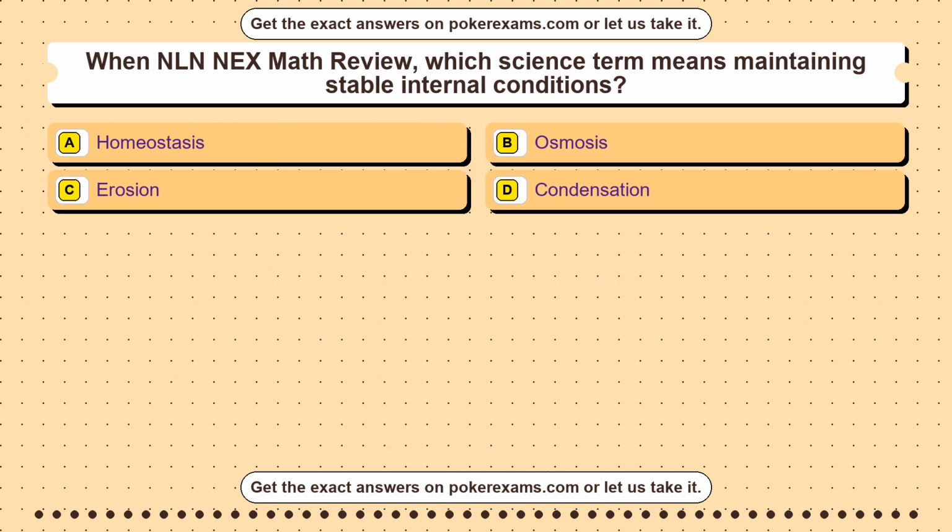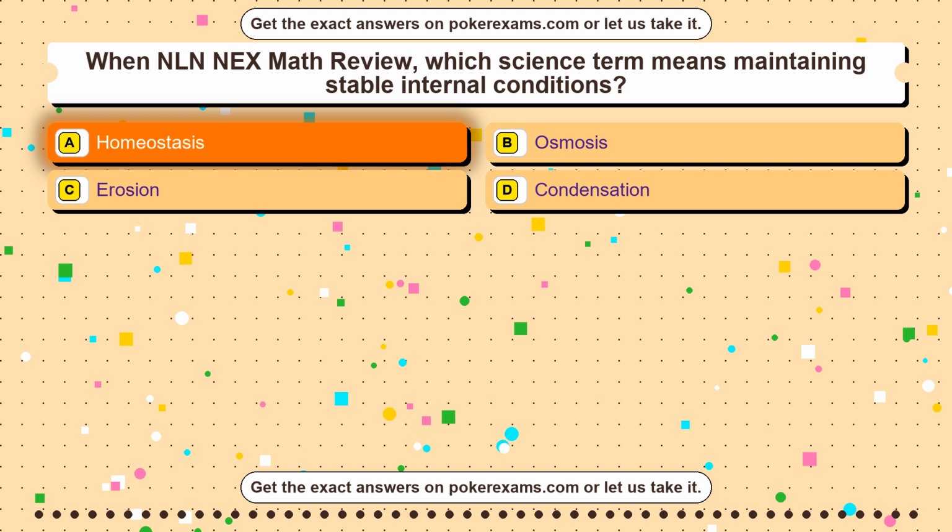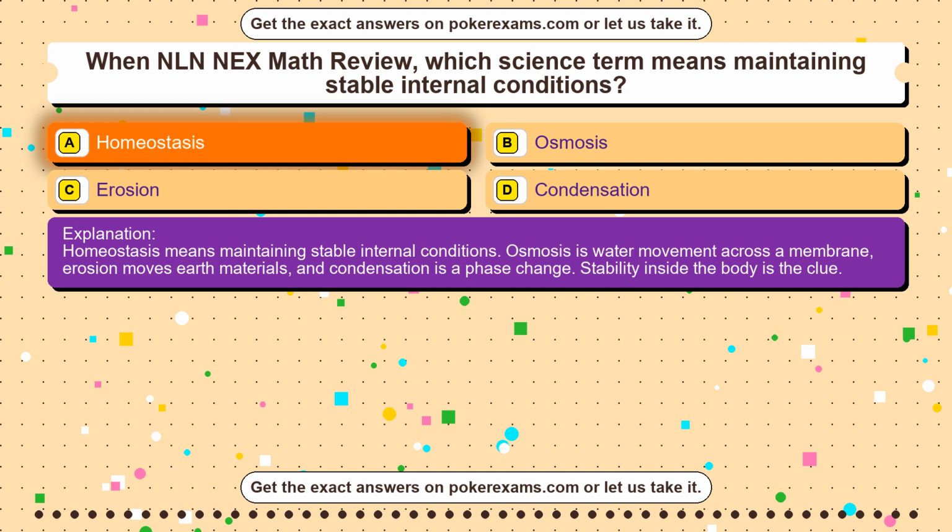Question 29. When NLN NEX Math review, which science term means maintaining stable internal conditions? Option A. Homeostasis. Option B. Osmosis. Option C. Erosion. Option D. Condensation. The correct answer is option A. Homeostasis. Homeostasis means maintaining stable internal conditions. Osmosis is water movement across a membrane, erosion moves earth materials, and condensation is a phase change. Stability inside the body is the clue.